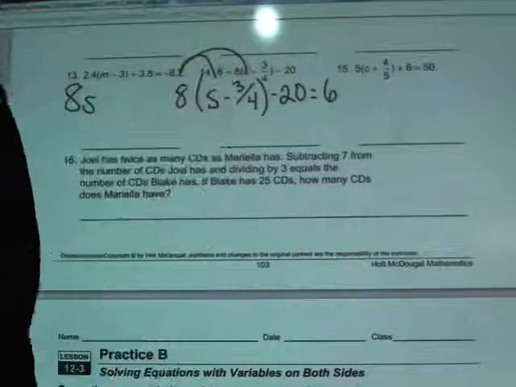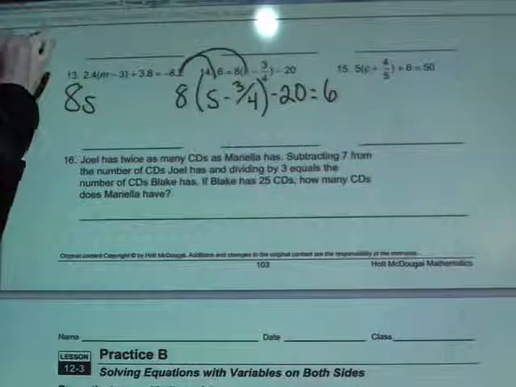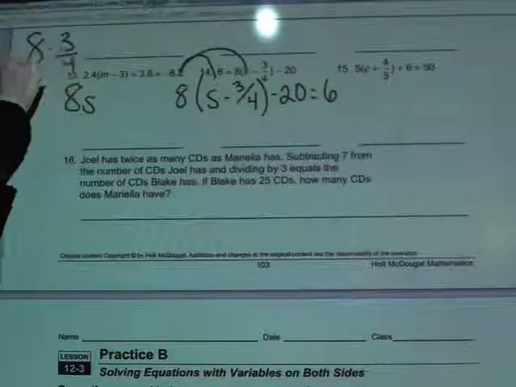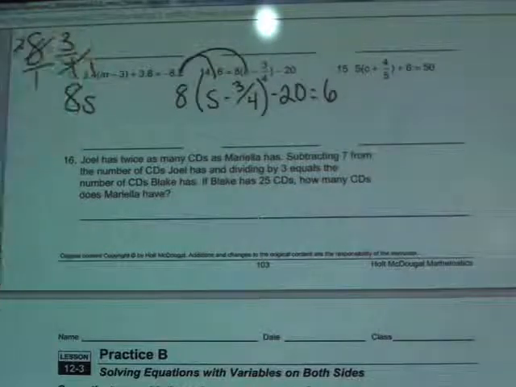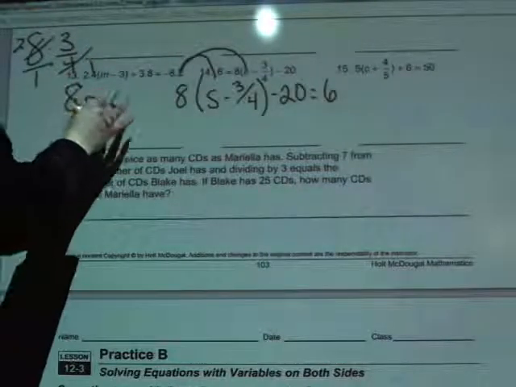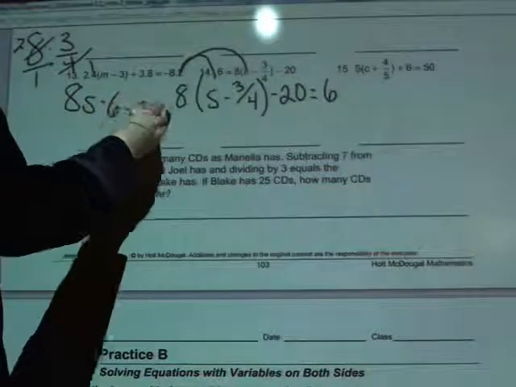Now 8 through 3/4. Now some of you might not be particularly liking that question, but realize what it is. If I put the 8 over 1, the 8 and the 4 are going to reduce and give me 1 and 2. So all that works out to be is 6. And then all this stuff at the end I still have. Minus 20 equals 6.